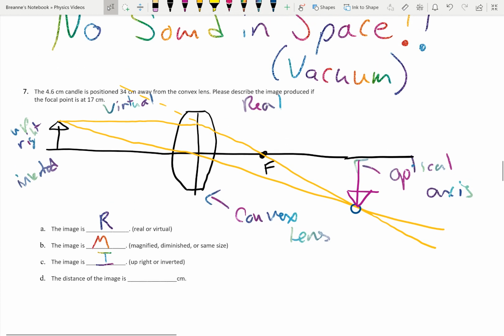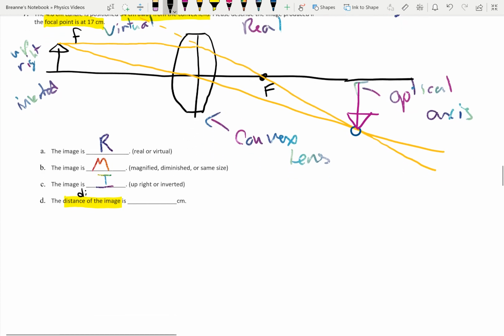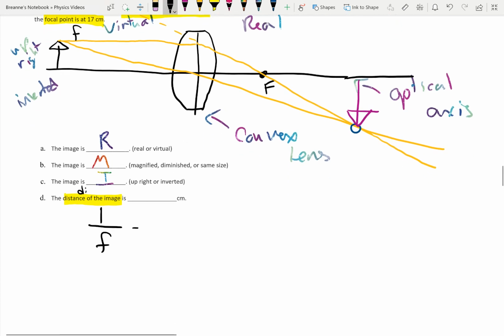Woohoo! So let's look at our givens. It says that we have a 4.6 centimeter candle. So that's the height of the candle, so that is our HO. It is 34 centimeters away from the convex lens, so that becomes our DO. And it says that our focal point is 17 centimeters, so that becomes our F. And we're looking for the distance of the image. We are looking for our DI. Again, we're going to go back to our 1 over F equals 1 over DO plus 1 over DI equation.